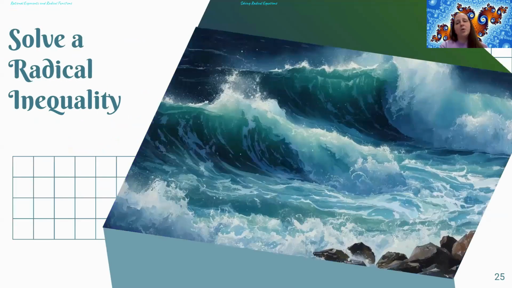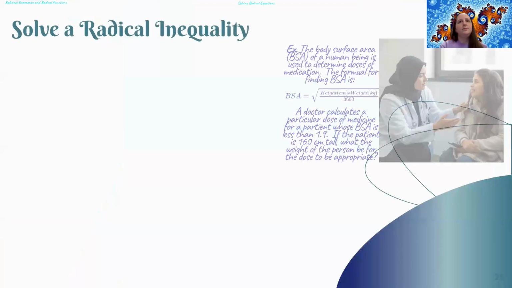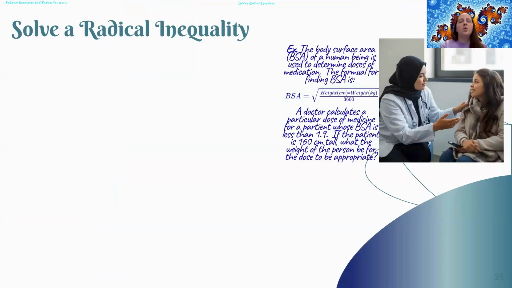Solve a radical inequality. The body surface area, or BSA, of a human being is used to determine doses of medication. The formula for finding BSA is BSA equals the square root of height times weight divided by 3,600. And my height is in centimeters and my weight is in kilograms. So a doctor calculates a particular dose of medicine for a patient whose BSA is less than 1.9. If the patient is 160 centimeters tall, what is the weight of the person the dose is appropriate for?